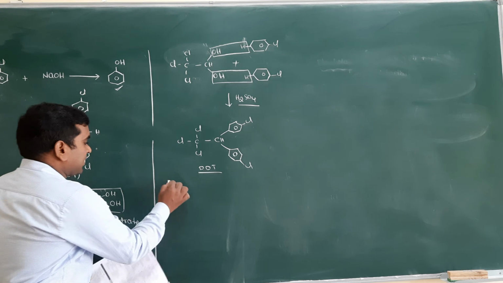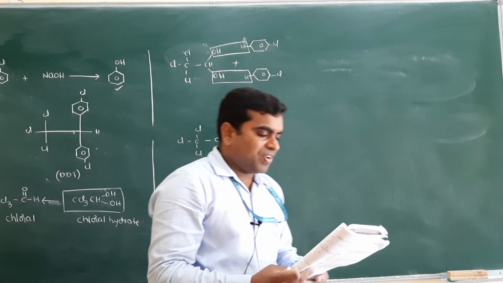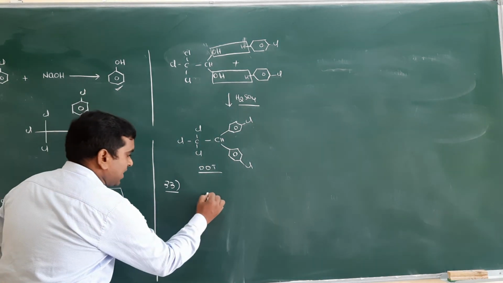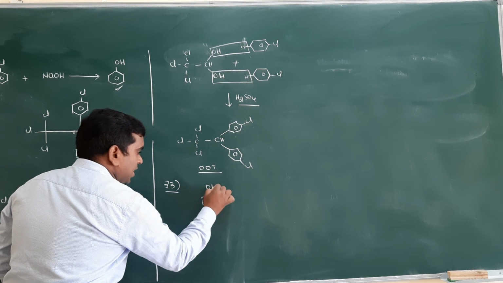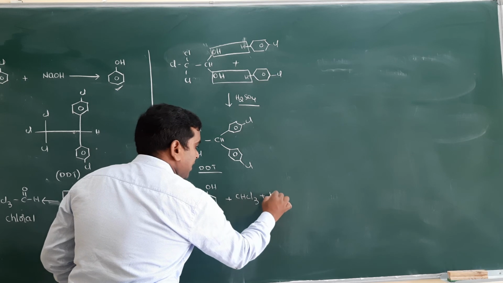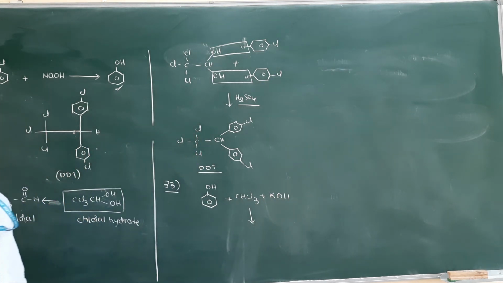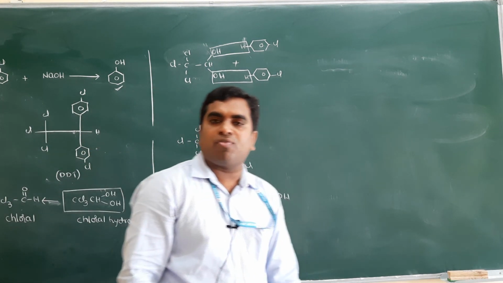Clear? Next one, question number 33. See the question number 33. When phenol reacts with chloroform and KOH, the product is, you have to say the answer for this one. Whenever phenol reacts with chloroform and KOH, they are asking what is the product. Clear? Phenol, chloroform and KOH. What is the name of this reaction?